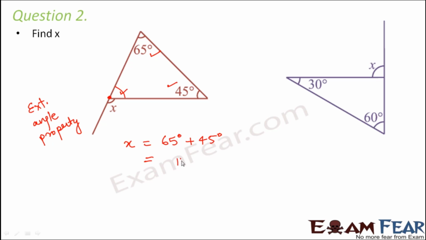So 65 plus 45 is 110 degrees. So X is equal to 110 degrees. Let's look at the next one.